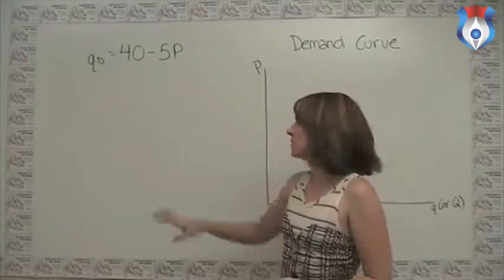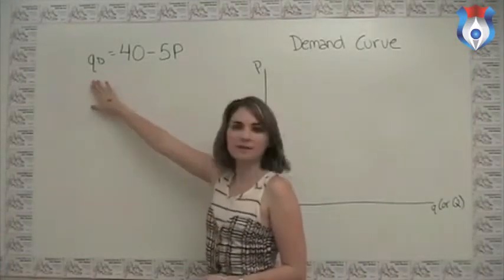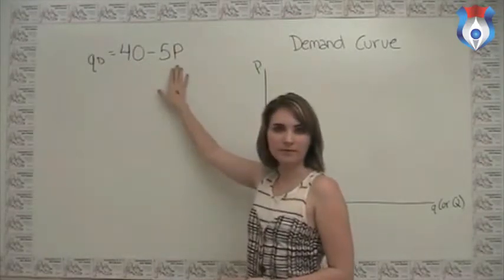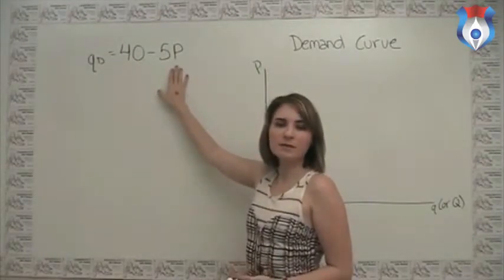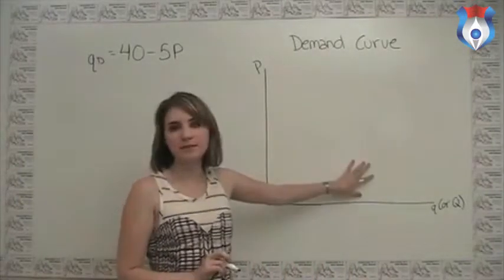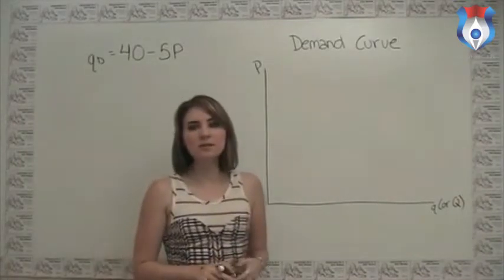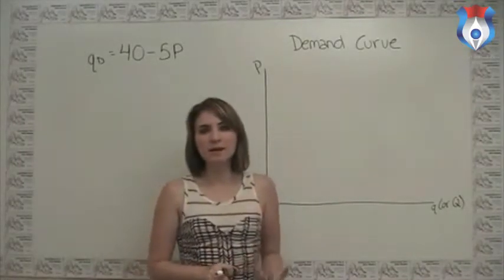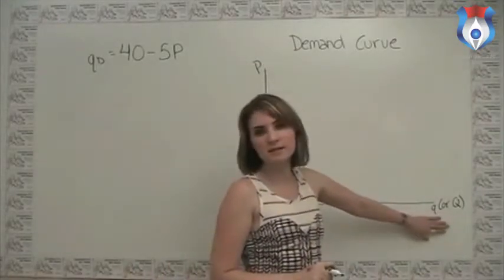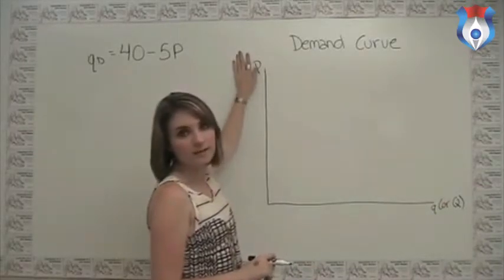So let's think about a demand curve represented by the equation quantity demanded is equal to 40 minus 5p. The first thing we want to do is say, well, how do we graph this on our axes here? You'll notice that the way that we wrote this demand curve is a little bit different from what you may have seen in your math classes, because we have the variable on the x-axis as a function of the variable on the y-axis.